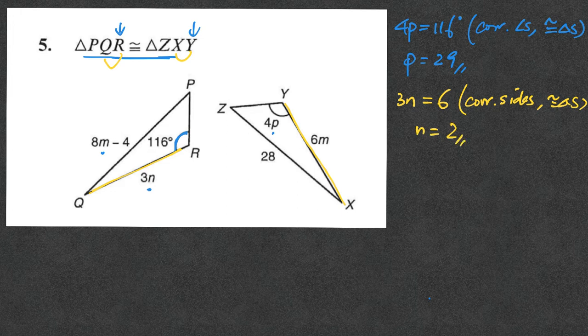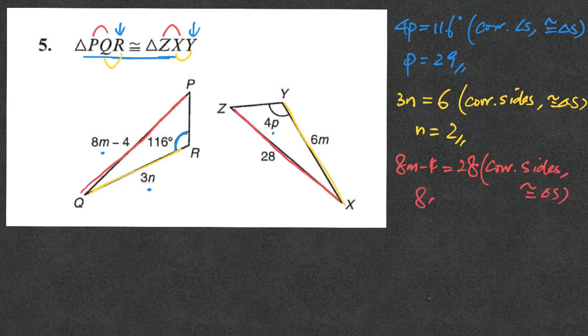The last one hopefully is not a real challenge to you, because finally we look at the line PQ, which is the first two letters. It matches ZX, which is 28 in the figure. So as a result, xm minus 4, now I'm matching it to 28, which is based on the same reason, called corresponding sides, congruent triangles. It gives you xm to be 32, and finally m is 4.